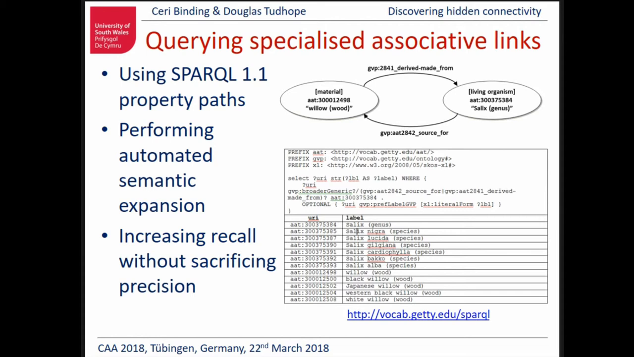And here are the things that are coming back. So you can see we've got Salix, we've got Willow, and we've got all the things below them. So if you're querying that in terms of data that's connected to any of these IDs, then you've got connections between them all. And that has the important advantage that you're increasing recall without sacrificing precision.